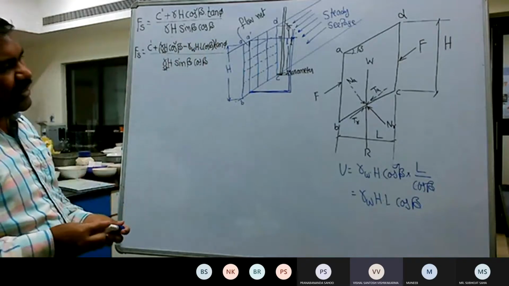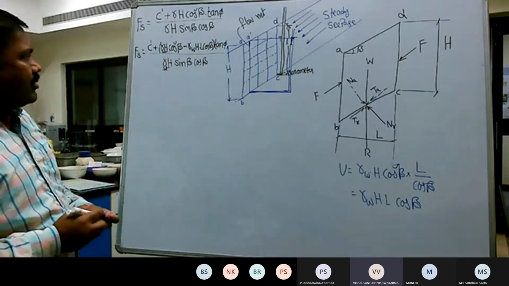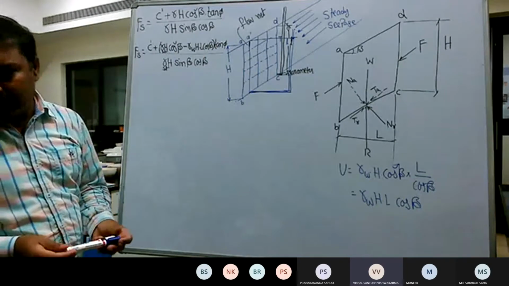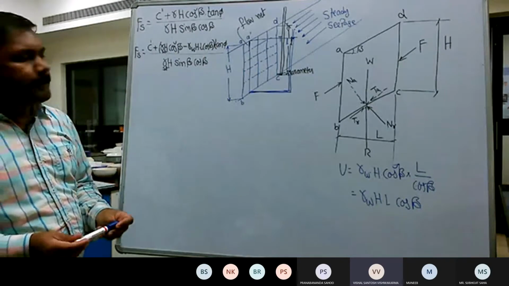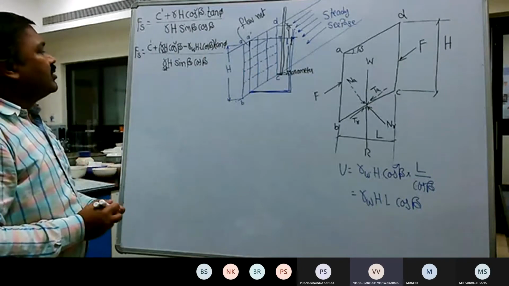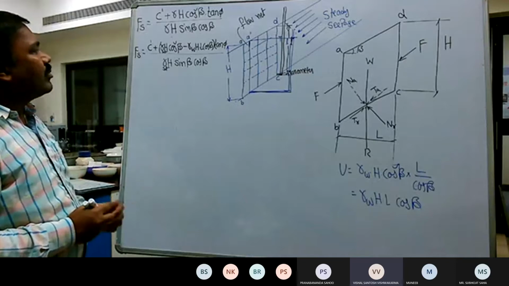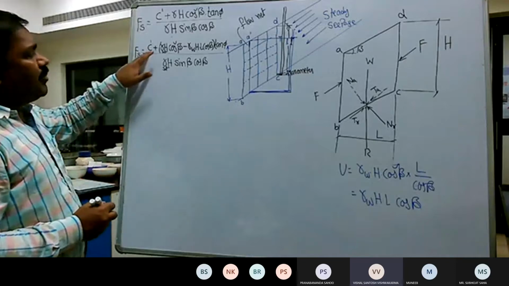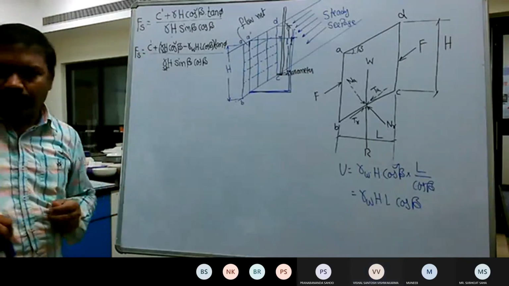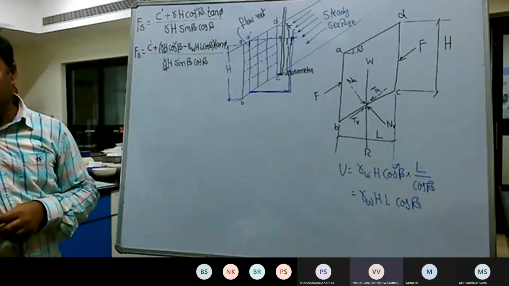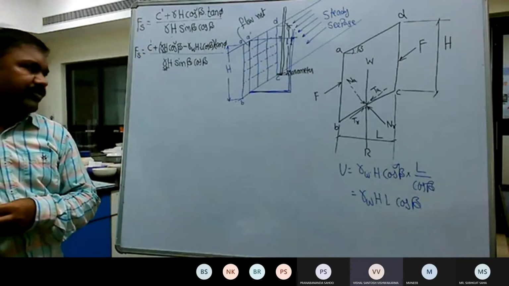Just check. All units should be the same, na sir. Correct. C should also be multiplied with L, sir. This also should be multiplied with the area. So L should be cancelled out, sir. Okay. Fine.